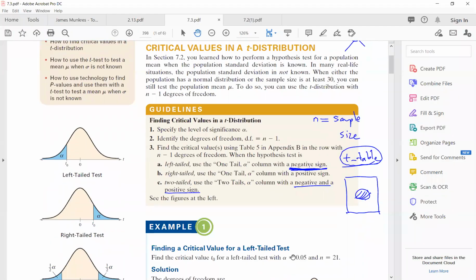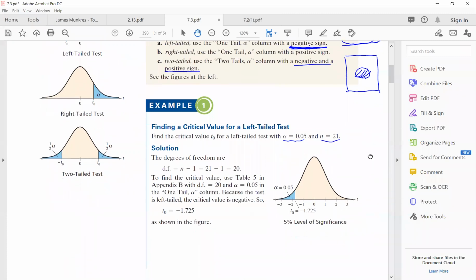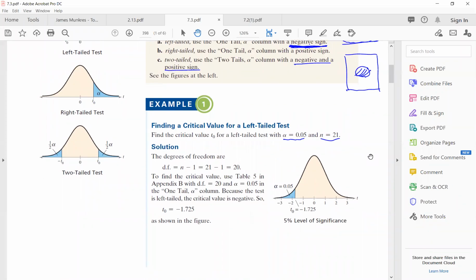Let us go over one example to see what's going on here. Find a critical value for a left-tailed test. Suppose your alpha level of significance is 5% and the sample size is equal to 21. Very well. We know that the level of significance is just 5%. We can find the degrees of freedom, which is n minus 1. N is 21. You get 21 minus 1, which is 20.